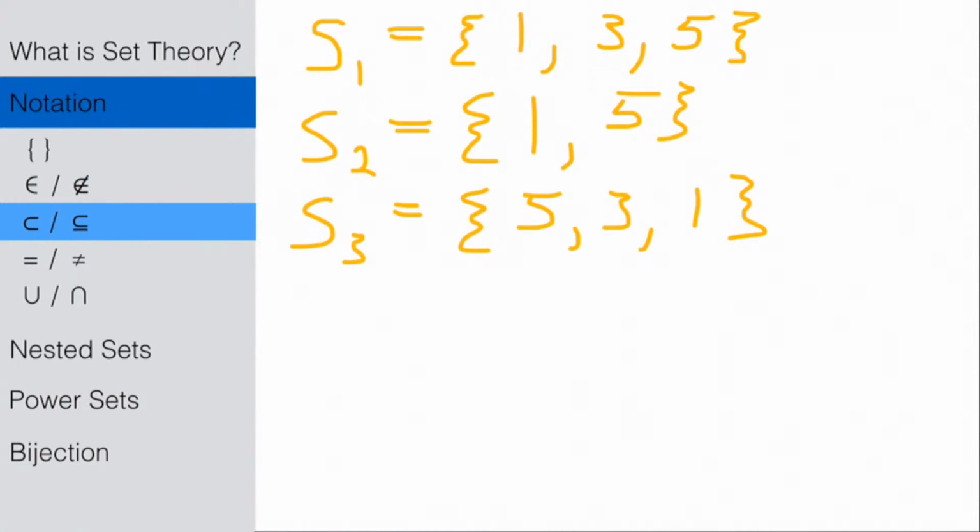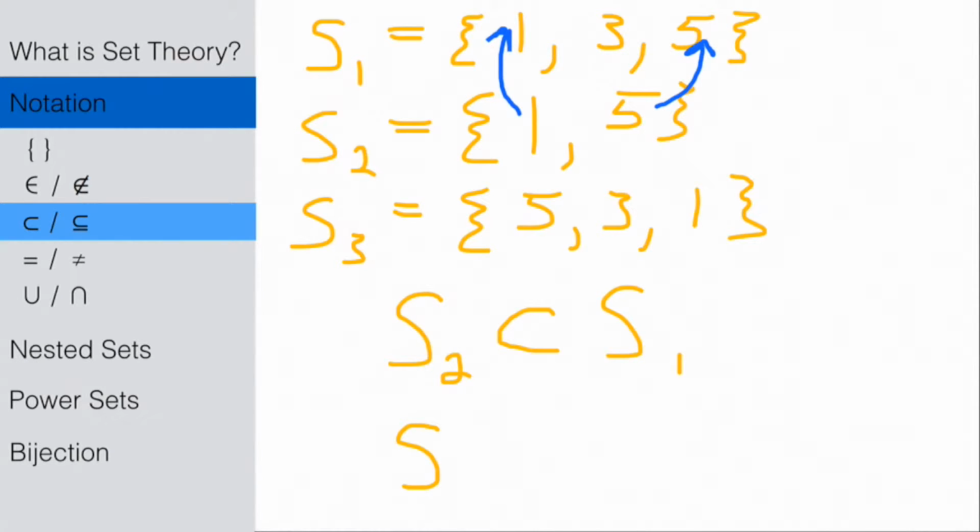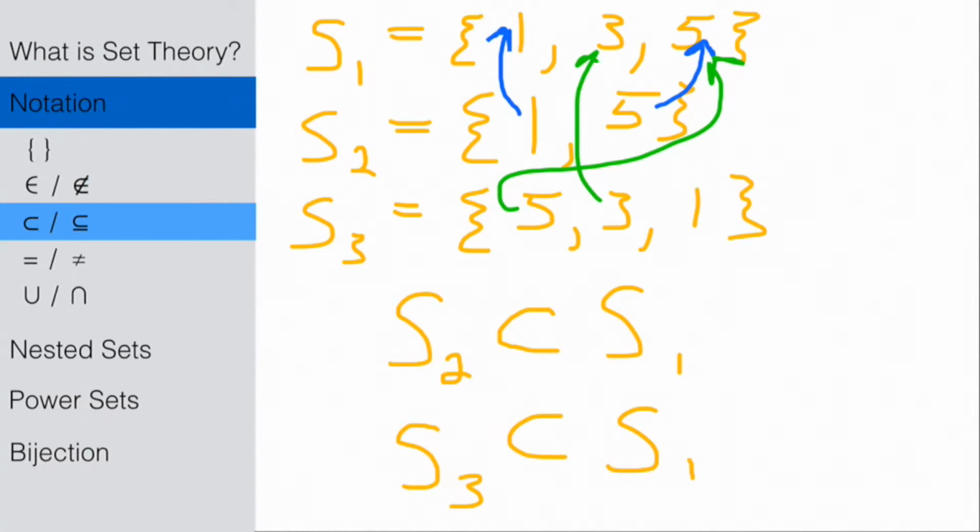Now let's look at a symbol which will be used to compare two sets to each other. And that's going to be the subset symbol, which looks just like the membership symbol, but without the line in the middle. So on the left-hand side this time, we're going to have a set instead of an element. So we can say S2 is a subset of S1. And what this means is that every element in S2 belongs to S1 as well. So 1 is present and 5 is present. Now additionally, we can say that S3 is a subset of S1, right? Because every element in S3 is present in S1.